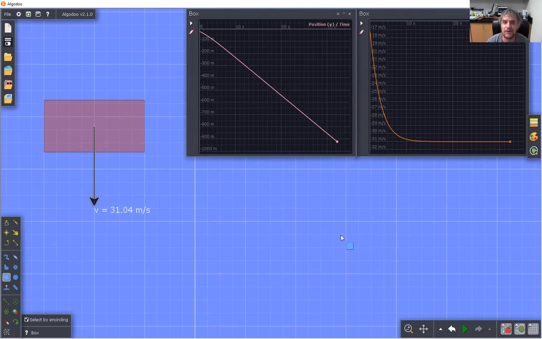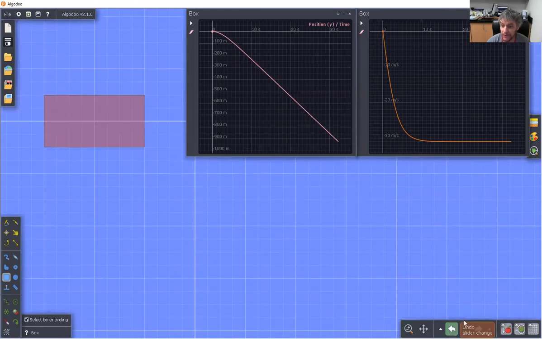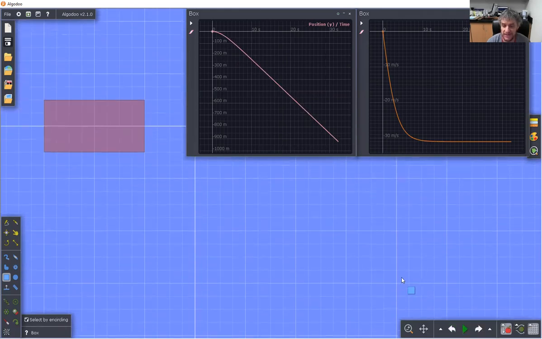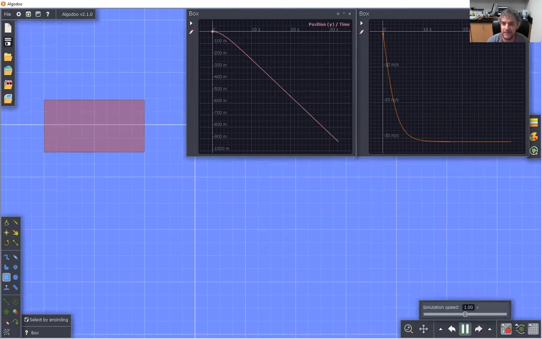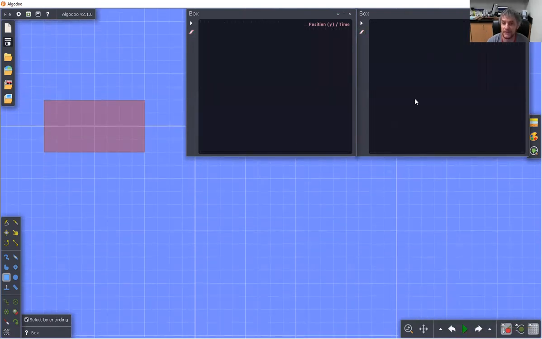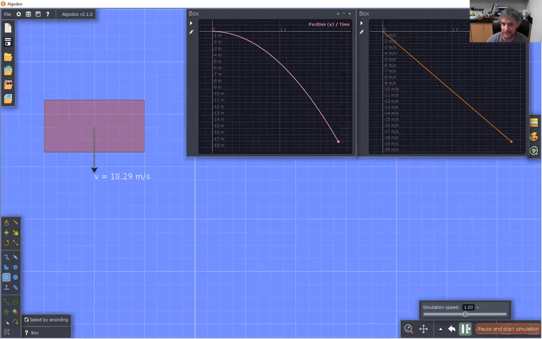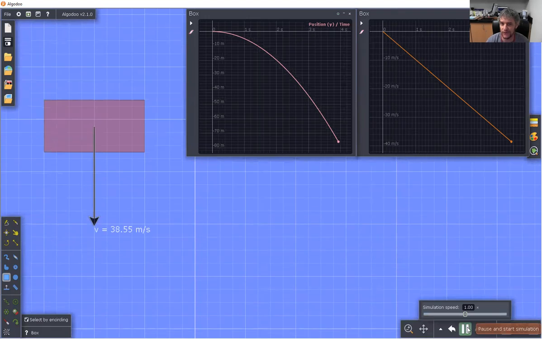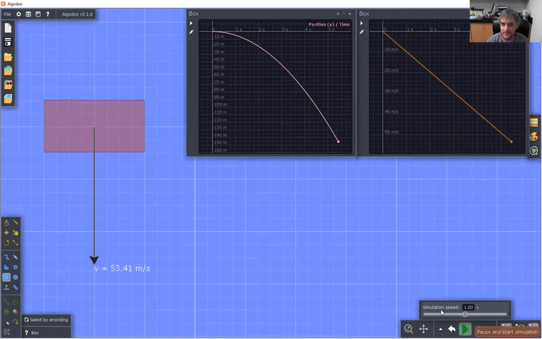Just one take-home point here: if we're not dealing with air resistance, which is going to be the vast majority of the time, then let me erase the graphs. Then the velocity versus time graph and the position versus time graph are exactly what we expect for just uniformly accelerated motion. We have a nice parabola in the y direction and a linear graph for the velocity versus time graph.